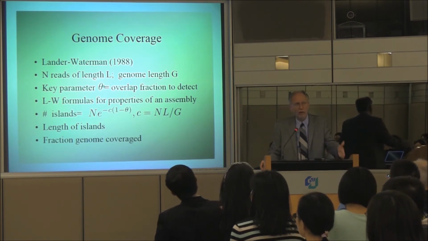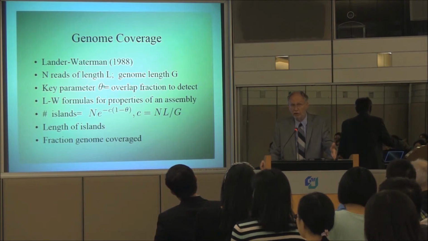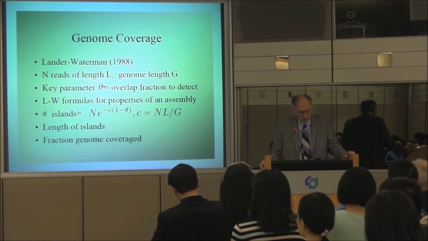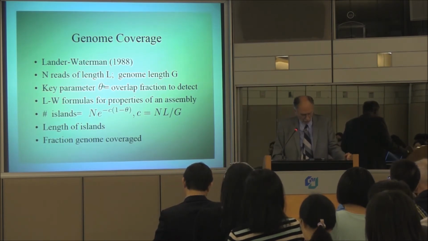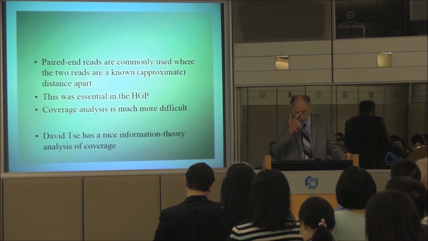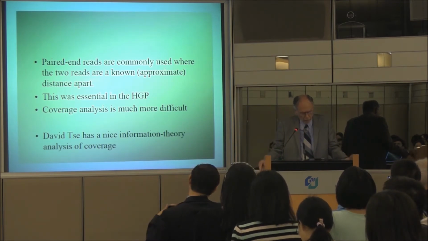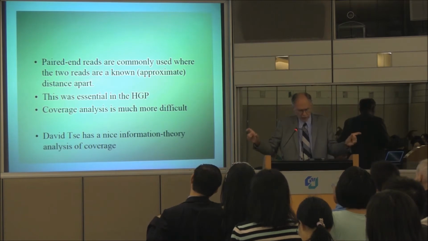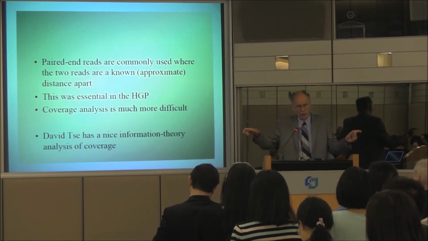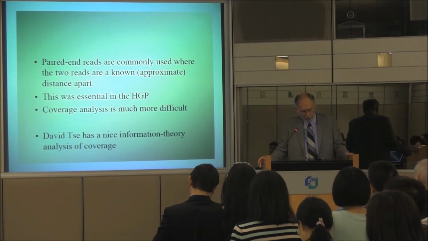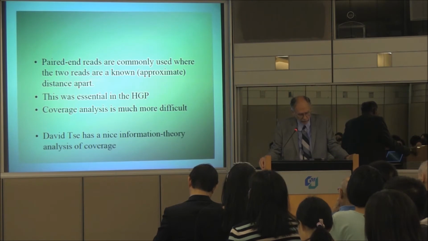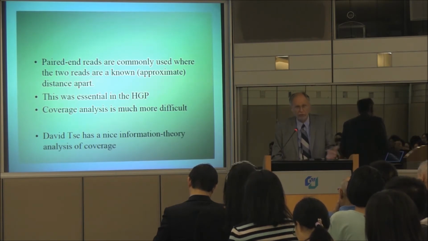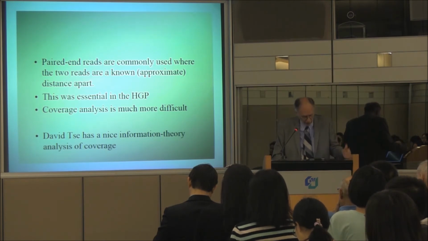And in fact, Illumina recommends to people in their current distribution that they use my work with Eric Lander. Paired end reads, where you get two reads where you know approximately how far apart they are, is used in almost all these projects, and that makes the statistical analysis much more difficult. A guy from Berkeley has a nice information theory analysis of coverage, not useful to practitioners, but a nice paper.